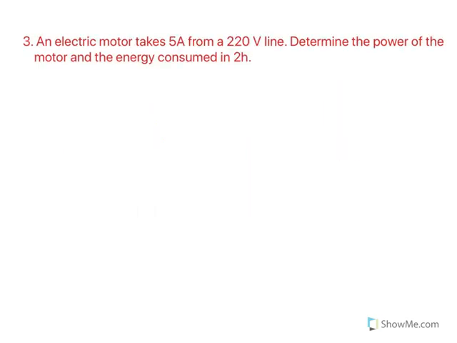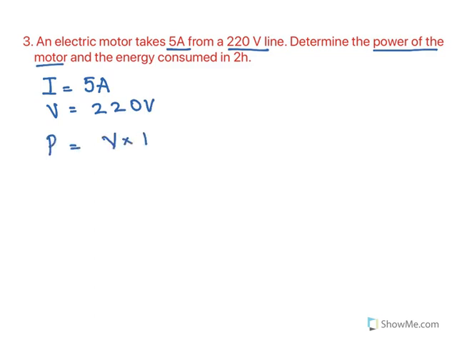An electric motor takes 5 amperes, so the current is 5 amperes, at 220 volts. Determine the power of the motor. The power formula is V into I, so V is 220 and I is 5. So the power will be 1100 watts.